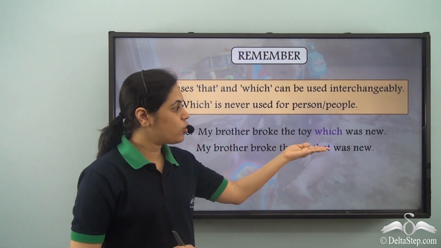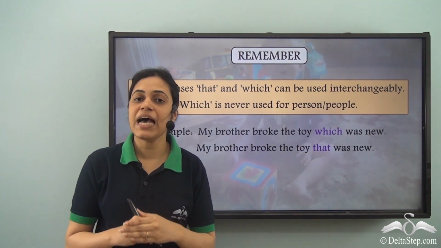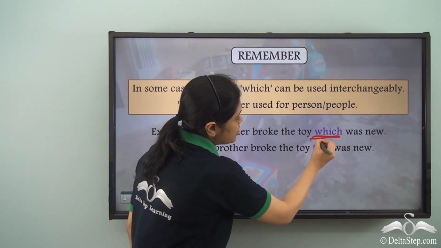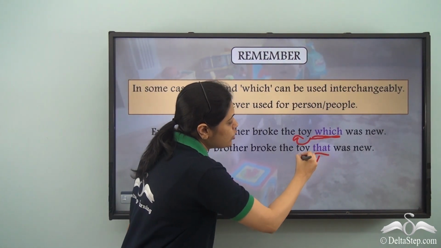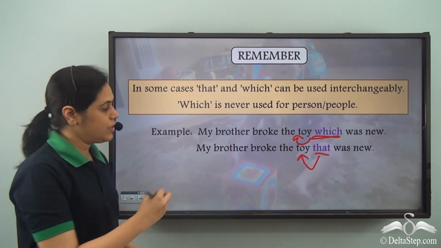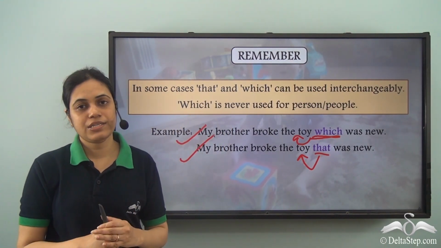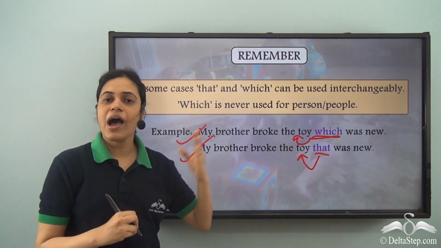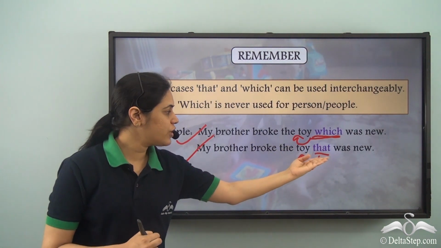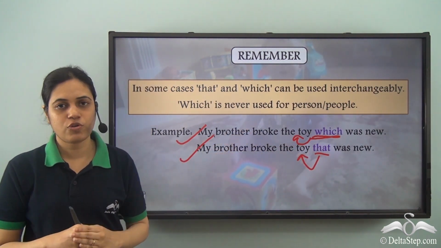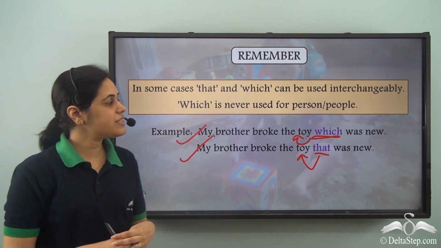My brother broke the toy which was new. My brother broke the toy that was new. So, which refers to the toy here, and that also refers to the toy here. Now, both the sentences are absolutely correct. So, you can write either of these. You can use which for the toy, or you can use that for the toy. Then what are the differences between that and which? Let us see.